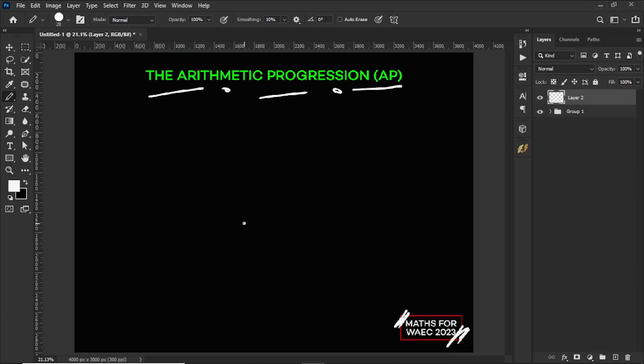The increase or decrease is called the common difference, which can either take positive or negative value.